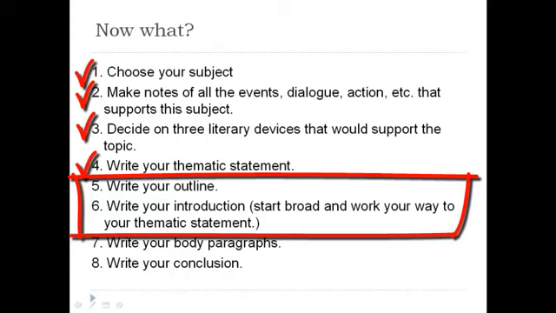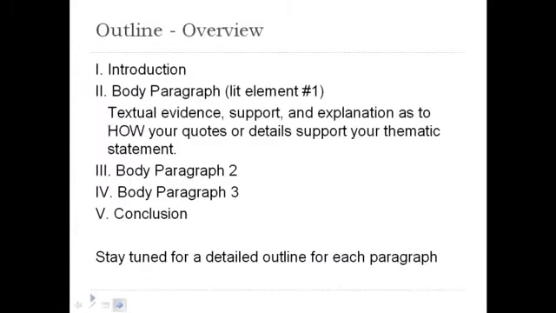This outline helps you to write your essay and keep it organized and keep it focused, which is one of the areas on the rubric that your teachers will be looking for. So here's an overview. You always want to start with an introduction. Your second, third, and fourth body paragraphs are going to focus on one literary element each, and you're going to provide textual evidence for that literary element and how it supports your central theme or your thematic statement. Then your last paragraph will be your conclusion.